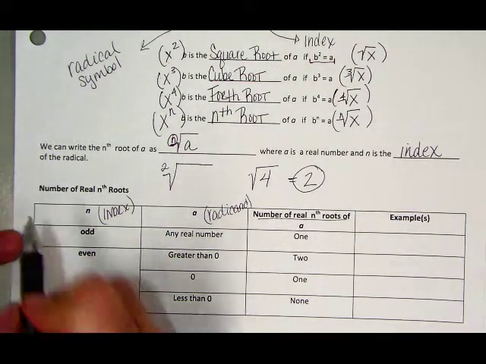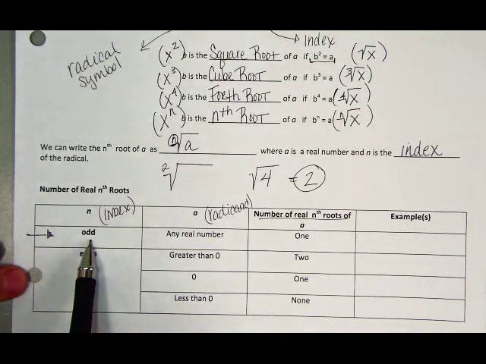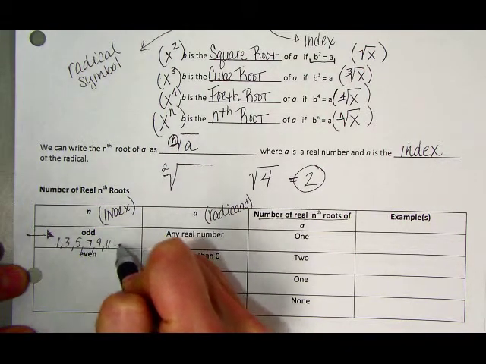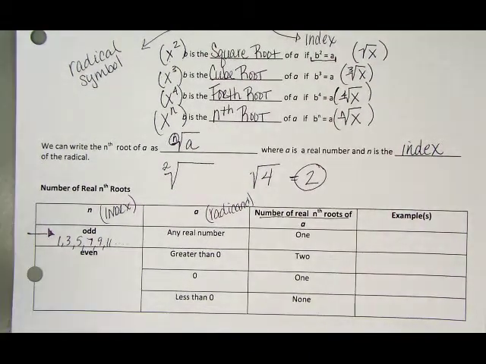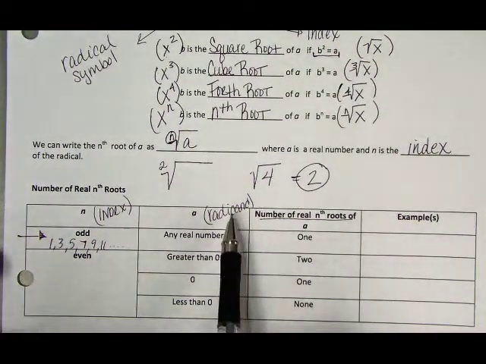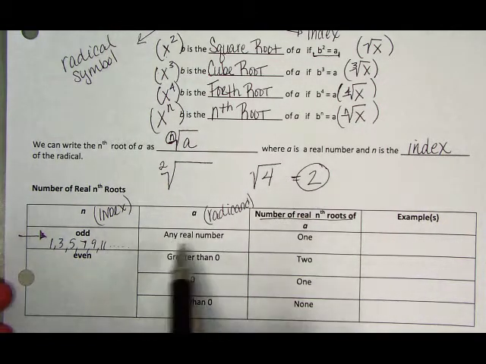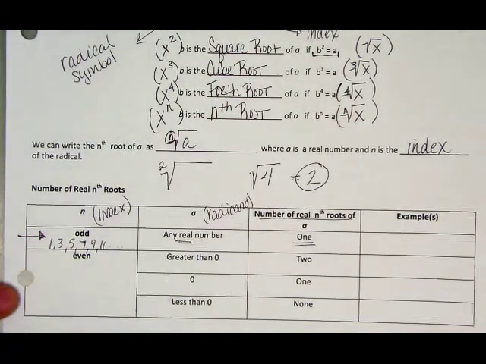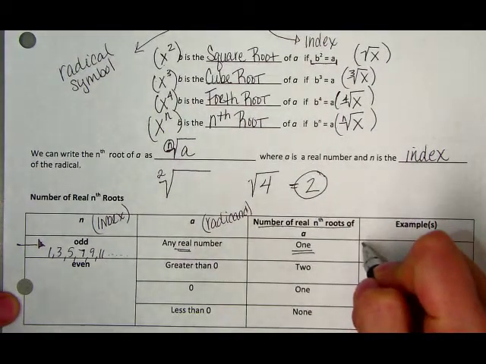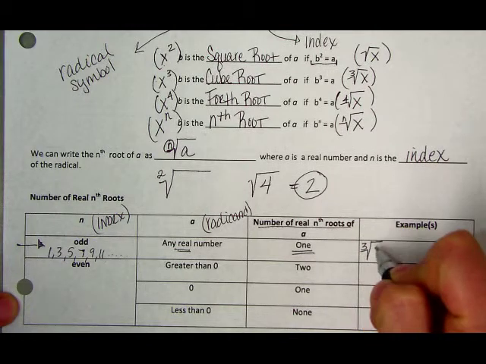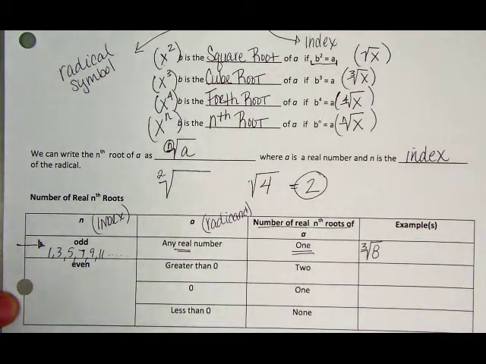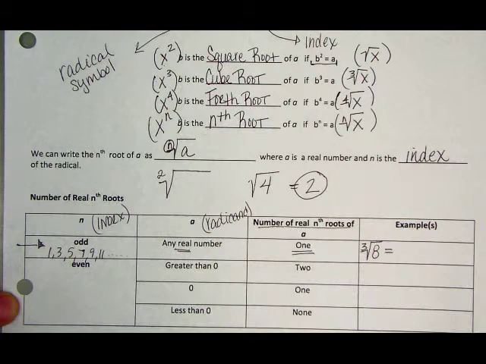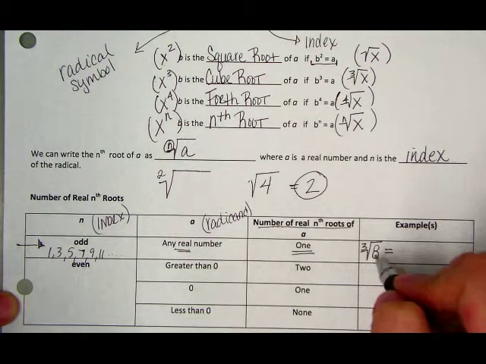So, in the very first one we're going to look at, we're going to assume that our index is odd. Odd means numbers like 1, 3, 5, 7, 9, 11, so on and so forth. You guys know what odd numbers are. So if your index value is odd and your radicand, your inside number of your radical symbol, is any real number, then you will always have one solution, one answer to get out of it. So for example, if I'm looking at the cube root of 8, my index is obviously odd. 8 is any real number. This one works out really well for us. We know that the cube root of 8 is 2.